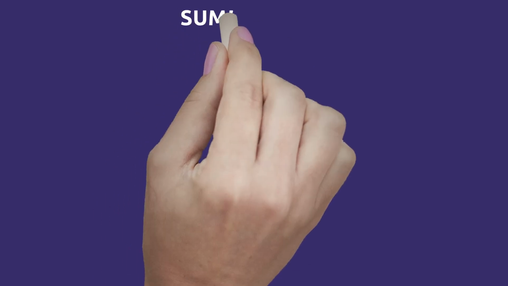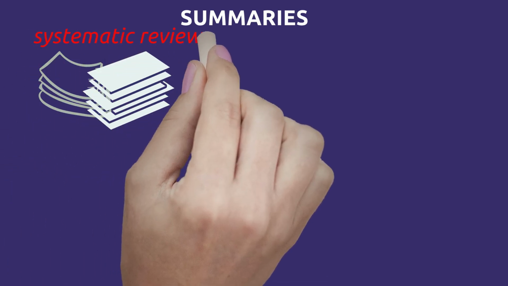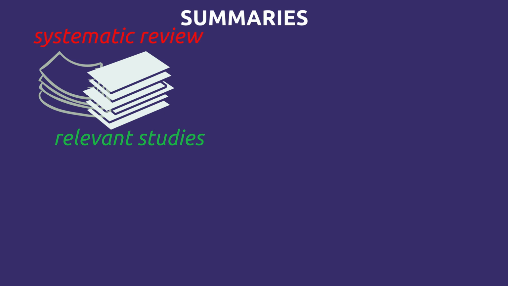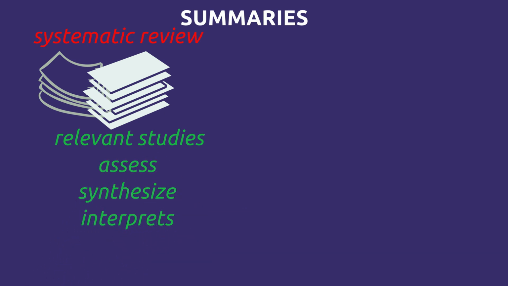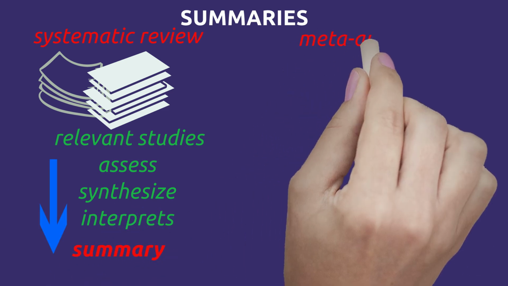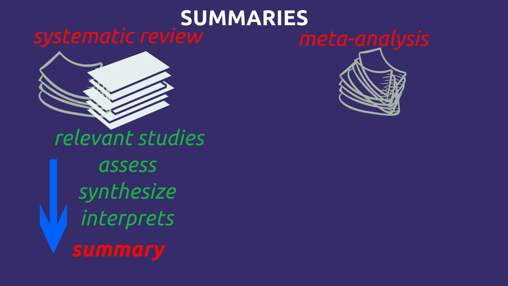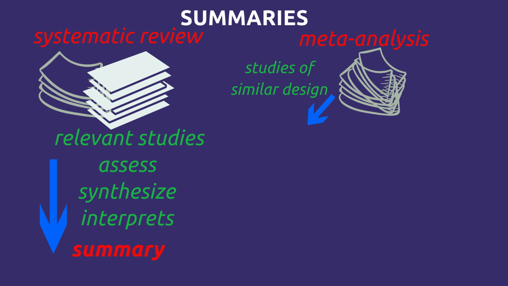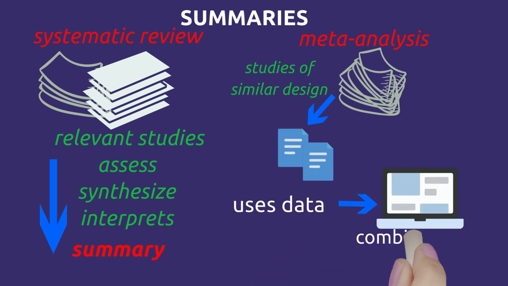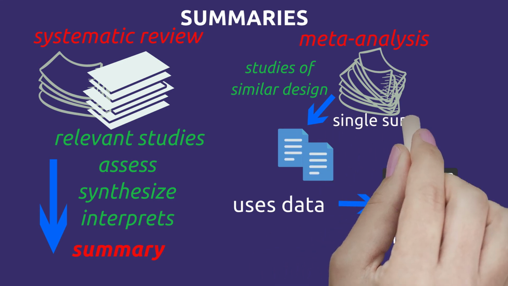Finally, sometimes it's hard to keep up with all the studies that have been done on a particular topic, but thankfully there are studies that summarize other studies. There are two main ways that this is done. A systematic review systematically identifies all the relevant studies on a particular topic, assesses the quality of each study, synthesizes and interprets the findings, and presents an impartial, unbiased, and balanced summary of the evidence. A meta-analysis uses the data from all the studies that have addressed the same question and have similar study designs. It then uses the data from these studies to do a combined statistical analysis and produce a single summary result.